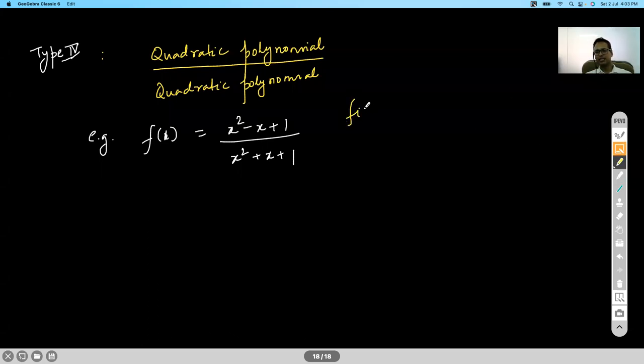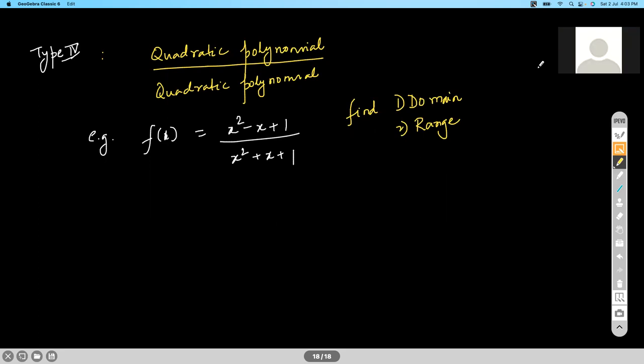Anyways, let's take this question. We have to find the domain and range for this particular function. Sir, yes, sir. I don't think the denominator is rational, sir. You'll get x equal to minus 1 plus or minus root 3 i. But there is a similar question like this in the Centum module. That's fine. But what is the question?